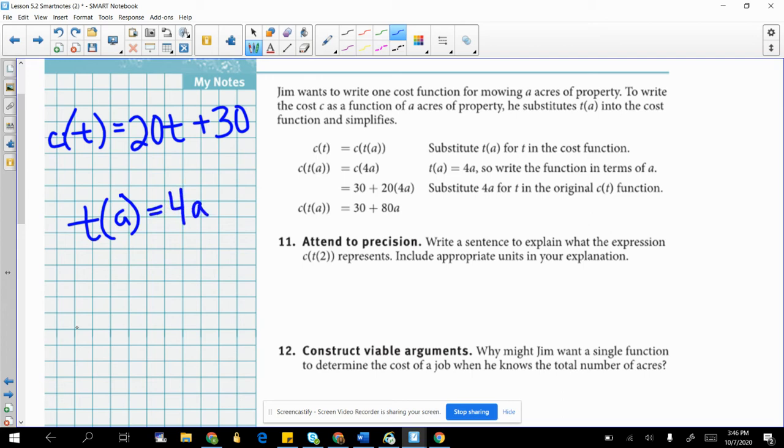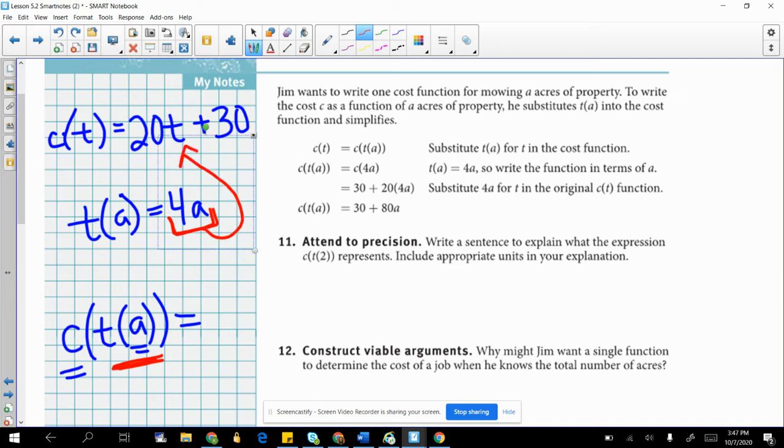Now we want C of T of A, where you plug in acres here and you get out the cost here. So what you need to do in this case is you always want to start on the inside and work your way out. Or in other words, think of it working right to left, so opposite of what you're normally doing. So what you want to do is take your T of A, like I underlined here, and plug that in for T in your other function.